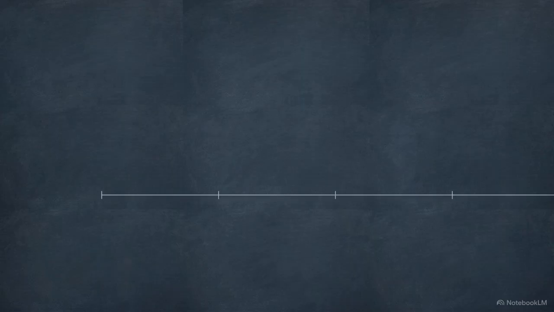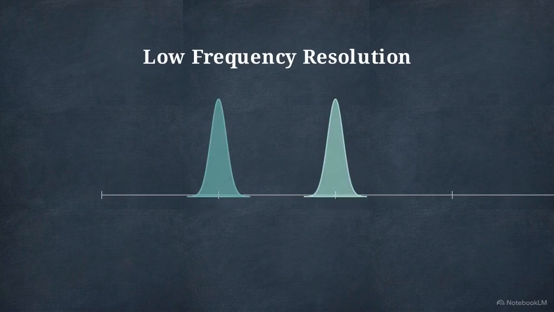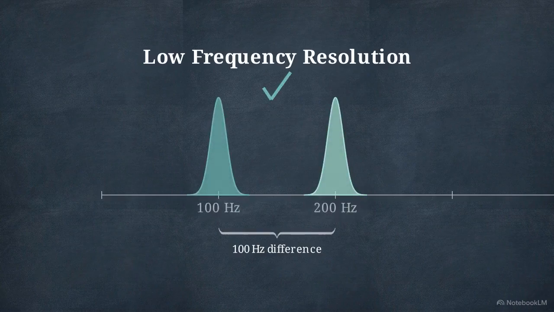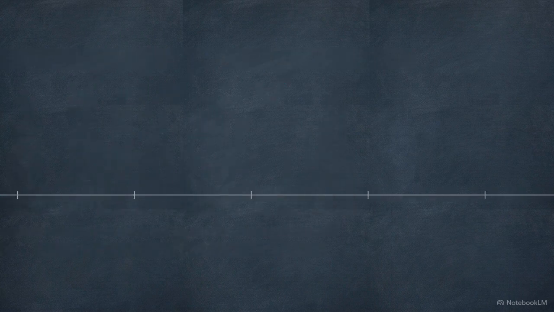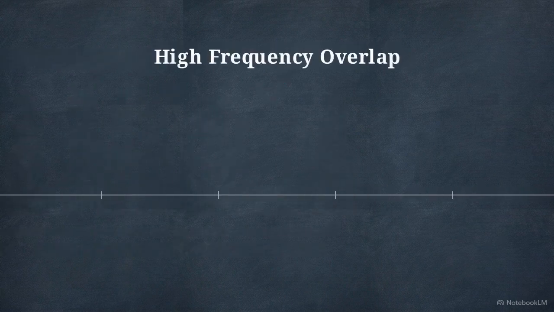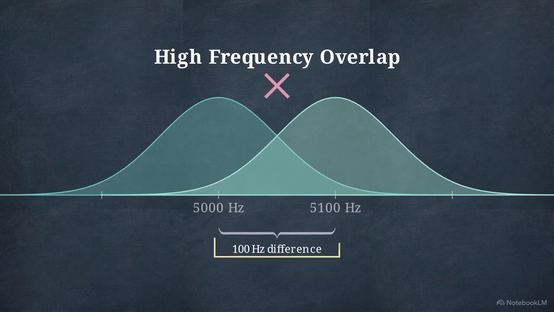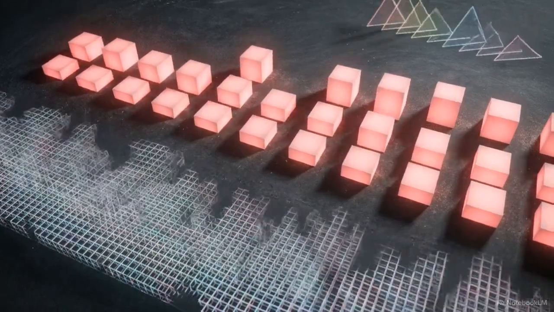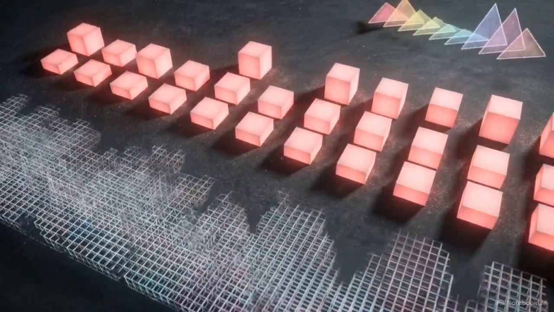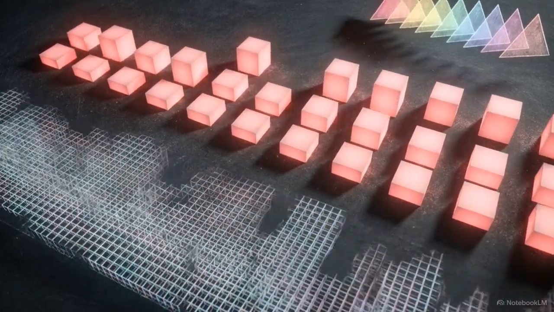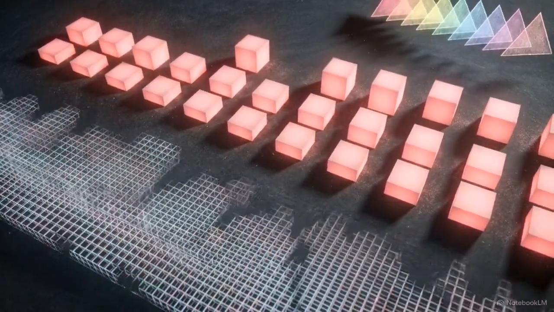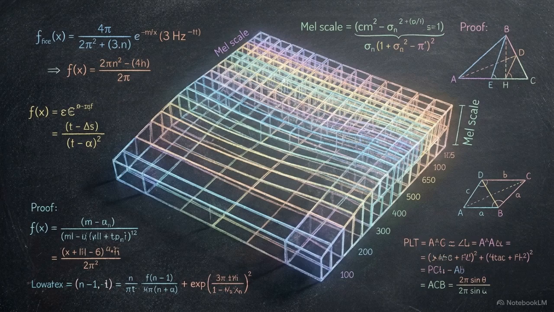At the low end of the spectrum, our ears are highly sensitive. We can easily distinguish between a 100 Hz and a 200 Hz tone, but at the high end, that sensitivity disappears. Most people cannot distinguish between a 5000 Hz tone and a 5100 Hz tone, even though the absolute difference is the same. Feeding a linear STFT into a neural network wastes GPU power calculating high-frequency details that have no perceptual value. The Mel scale was engineered to resolve this by remapping frequencies to match human hearing.